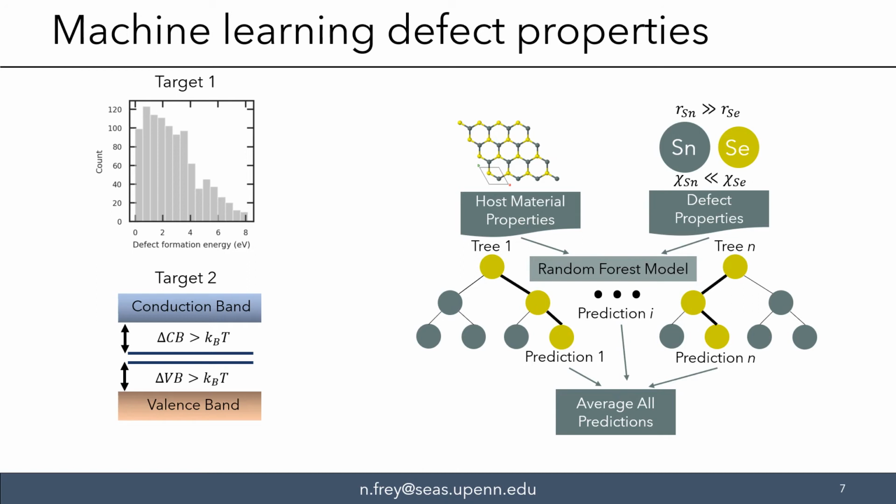So say, for instance, I have a tin atom sitting in a lattice and I substitute in a selenium atom, then that defect is going to be parameterized by how the atom has changed. So changes in the atomic radius, in the electronegativity, things like that. So with these inputs about the host and the defect and no inputs from calculations, we're able to train random forest machine learning models that are able to predict these two target quantities.